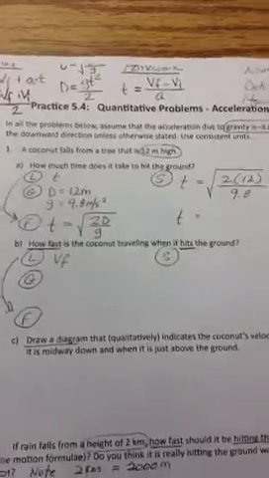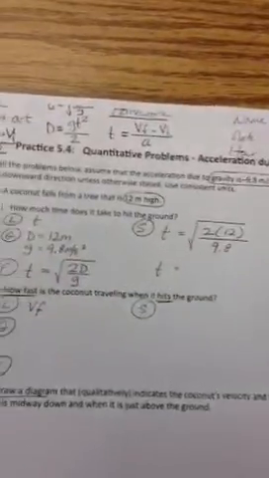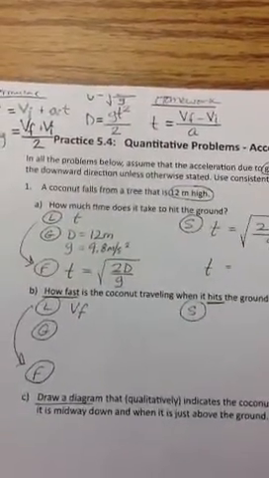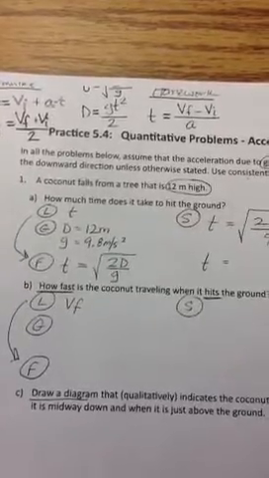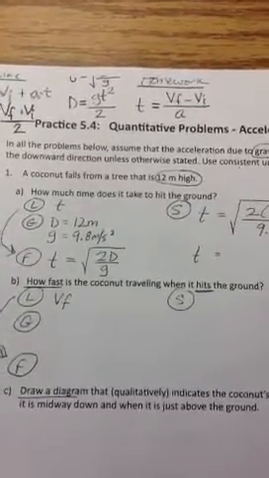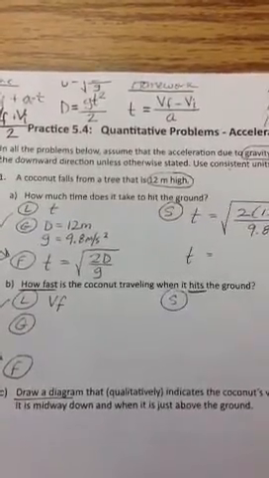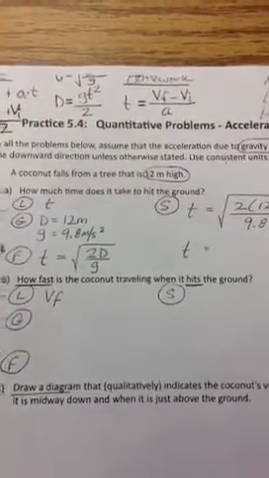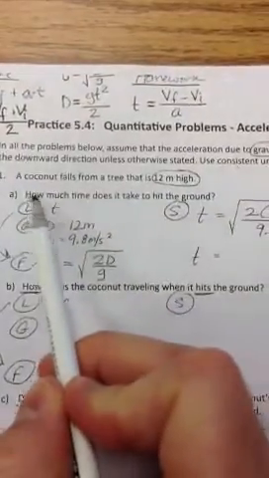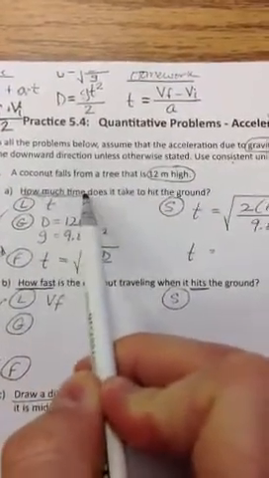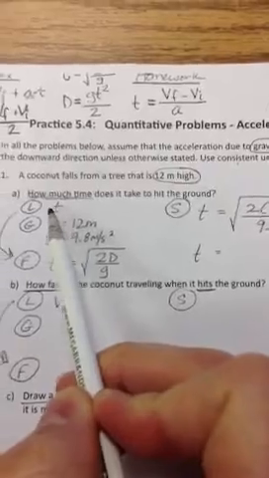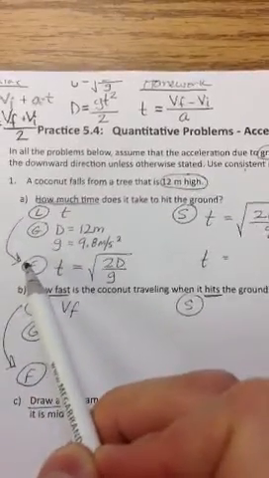Alright, problem 1. It's referring to this tree over here on the right. A coconut falls from a tree that's 12 meters high. How much time does it take to hit the ground? That's question 1. Alright, so first thing we do is, okay, what are we looking for? It says how much time. So a lot of times I'll underline what I'm looking for. Look for how much time, so write that down. If I'm looking for time, write down the time formula.